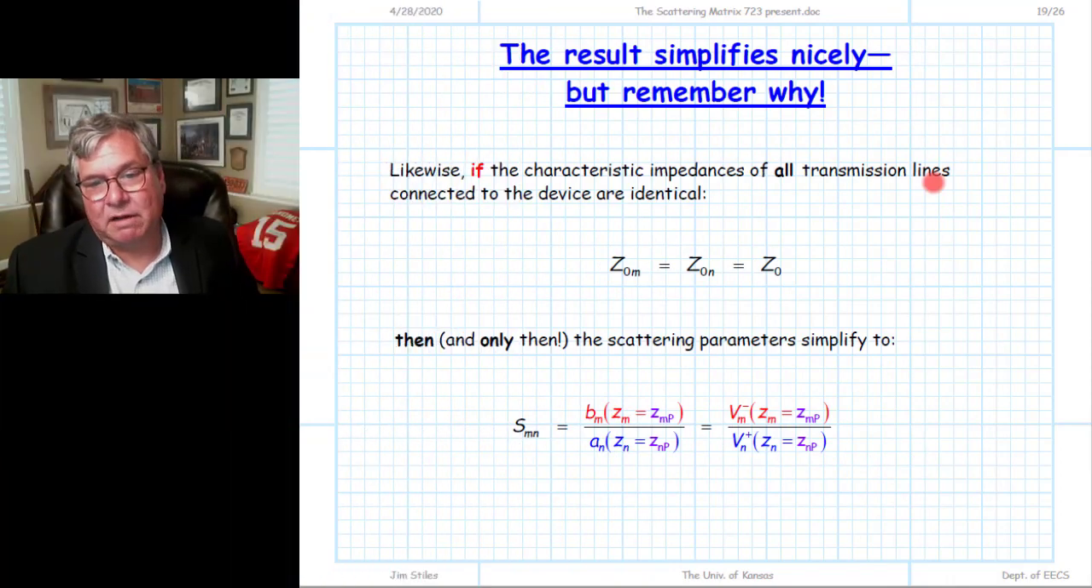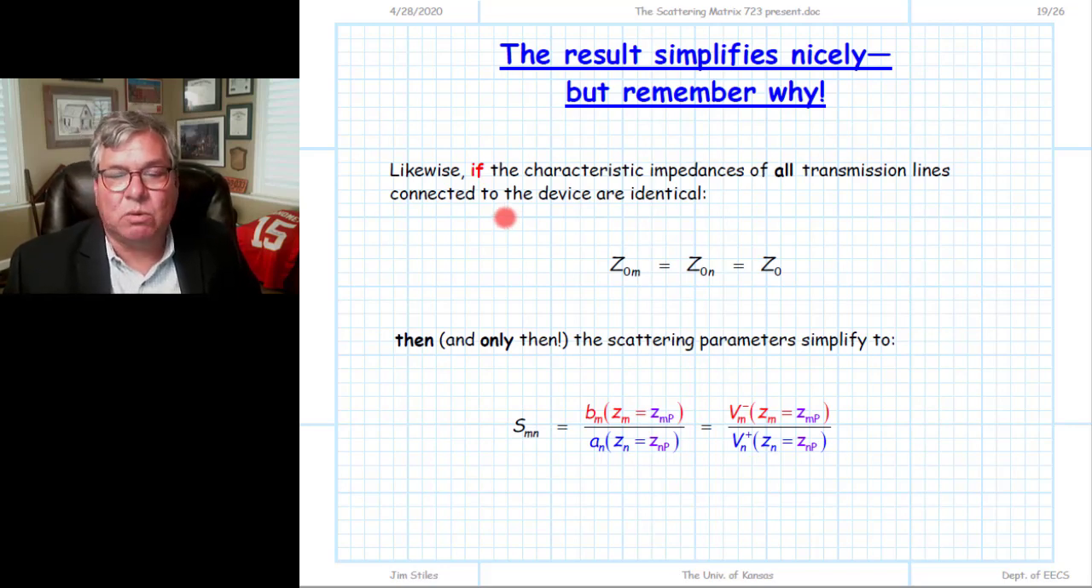Along those same lines, we often have a situation where the transmission lines connected to every port on a multi-port device have the same characteristic impedance. Frequently, this is 50 ohms. And so when we look at our general statement of scattering parameters, the square root of the characteristic impedances in the numerator and denominator cancel out. And what we're left with, even though this is the general expression, is this result here. Notice there's no square root of the characteristic impedance there. That's because they were equal to each other and they became a value of 1.